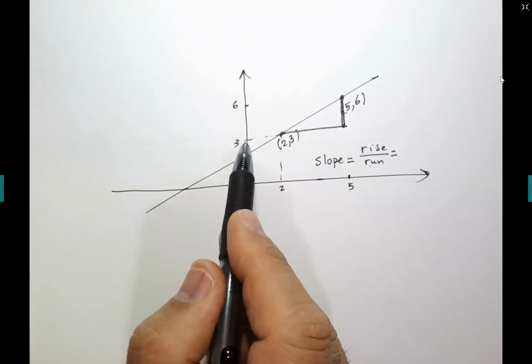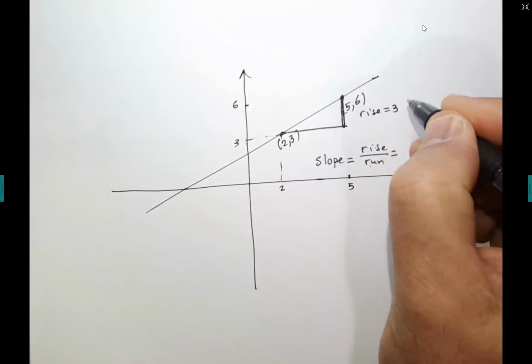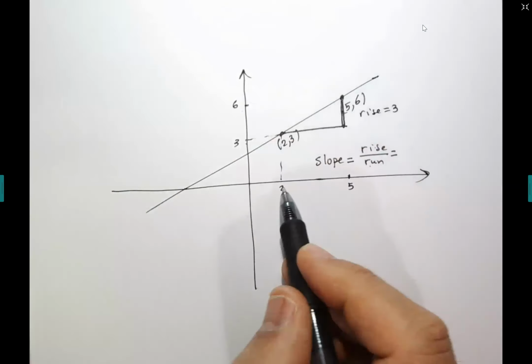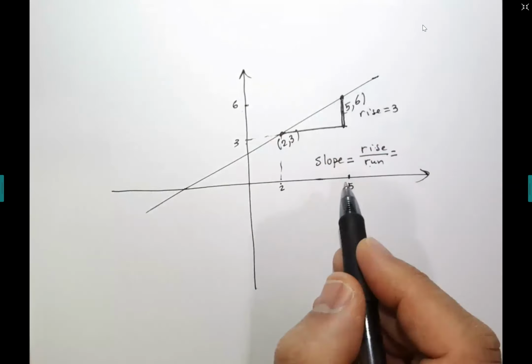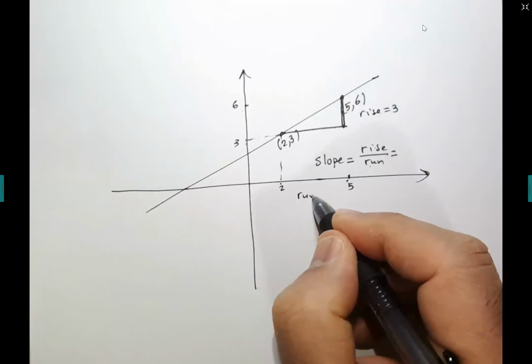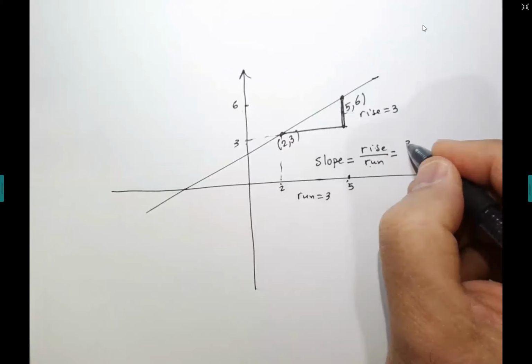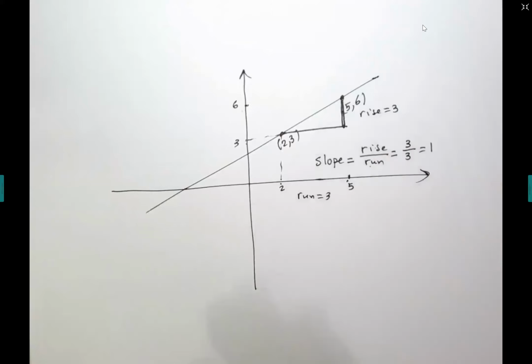Okay, let's see what you guys said. 3, exactly. So this is the rise. The rise is 3. What's the run, guys? The run is from this x to the next x, 2 to 5. It's again 3, exactly. So the slope will be 3 over 3, which is 1. And you shouldn't be surprised that it's a positive slope, guys, because the line is pointing up.